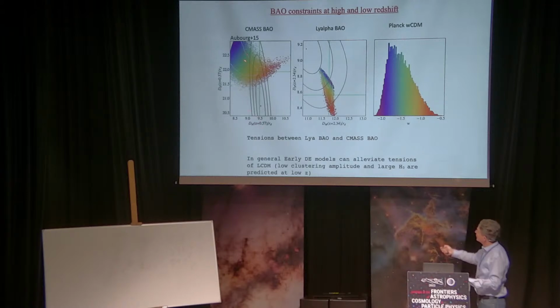These colors refer to the dark energy equation of state, the W parameter. The bluer you are, the more you are pushing this part of the parameter space, right? And so these are the chains. And this is what you get from baryonic acoustic oscillation from galaxy clustering.